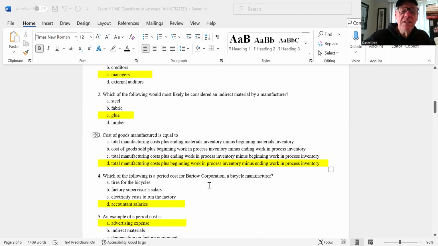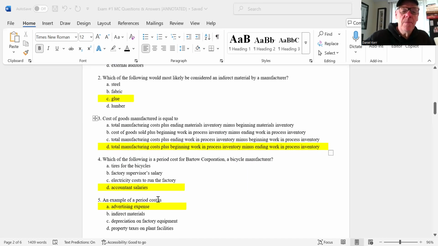Number 4, which of the following is a period cost? Period costs are those costs that do not become part of the product itself. So clearly tires for bicycles, factory supervisory salary, that's overhead at the factory. Electricity cost to run the factory, that would also be overhead. So accounting salaries would not become part of the cost of the product for the manufacturer. Those would be what we call a period cost.